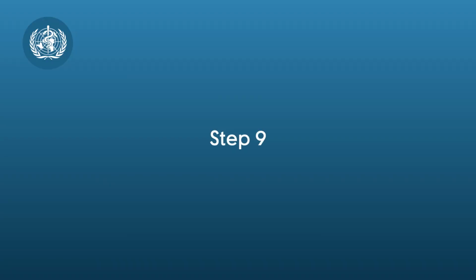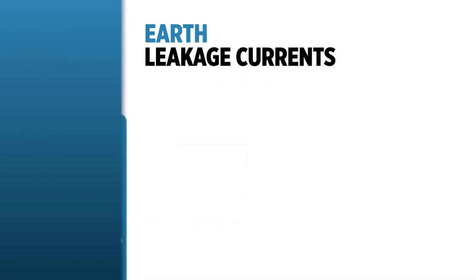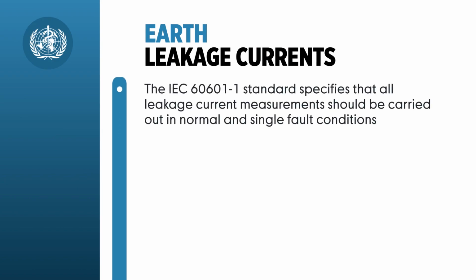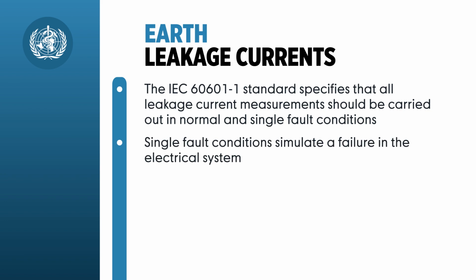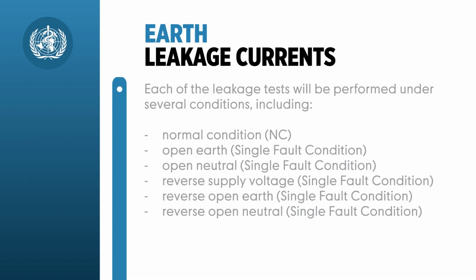Step 9. Leakage currents. The IEC 60601-1 standard specifies that all leakage current measurements should be carried out in normal and single fault conditions. Single fault conditions simulate a failure in the electrical system.